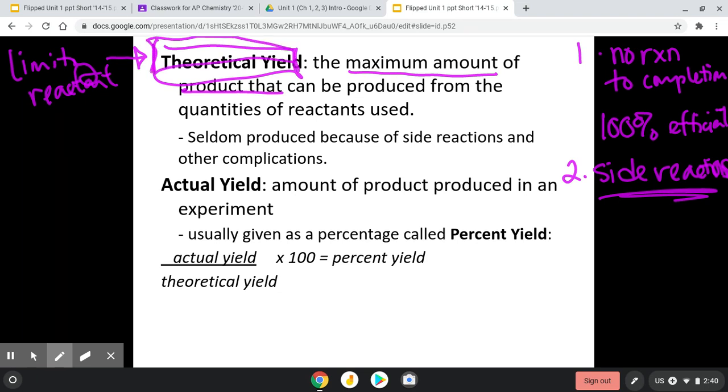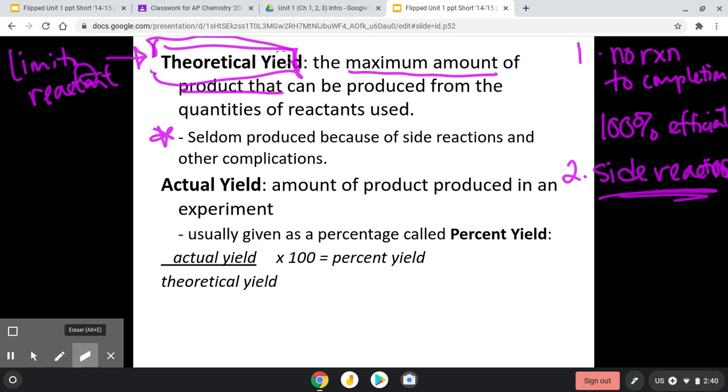Okay, so there are a couple other reasons, but you get the idea. A theoretical yield is the maximum calculated amount, and you must be calculating from the limiting reactant. It's probably not actually going to be produced in your reaction, but that's okay. Seldom produced because of side reactions and other complications. Okay, so that's theoretical yield.